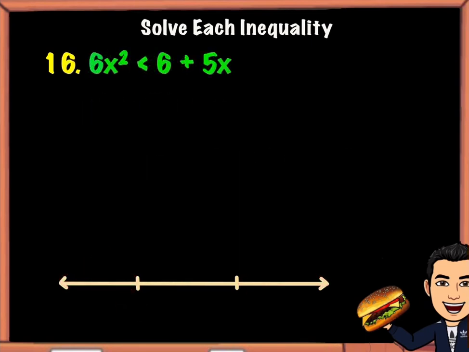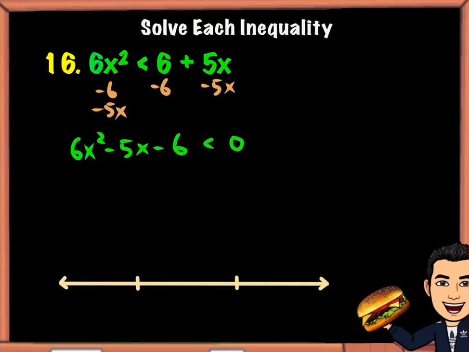Let's go ahead and set one side equal to 0. So I'm going to subtract 6 on both sides, subtract 5x on both sides. So 6x² - 5x - 6 < 0. If you use the quadratic formula, you're going to be able to solve for x: x is going to equal 3/2, and another one is x = -2/3. And these are my critical points, so you want to say -2/3 and 3/2.